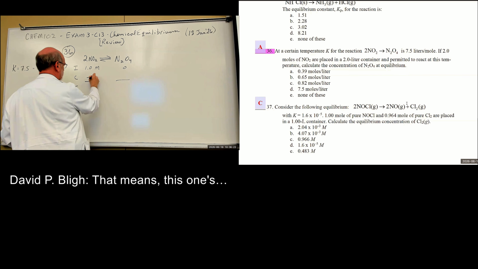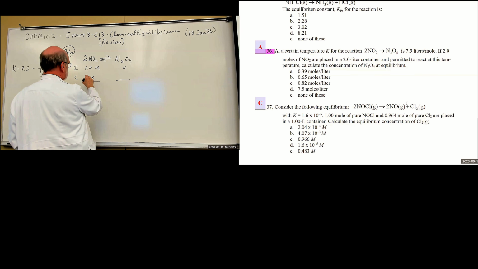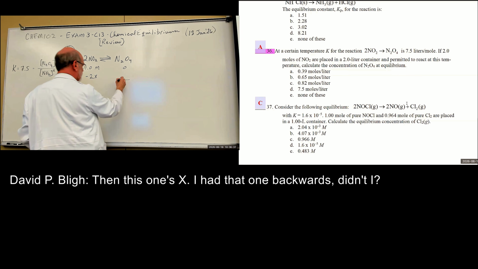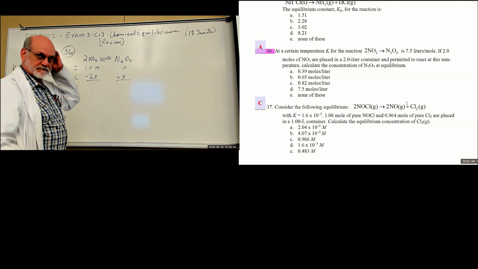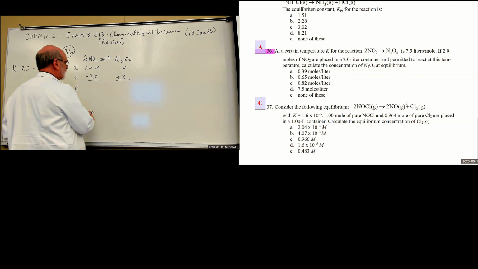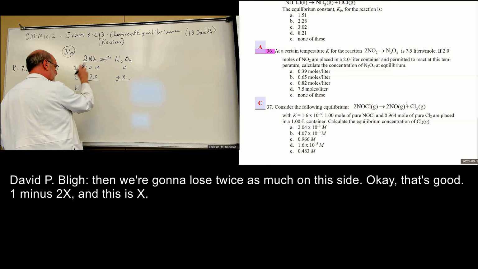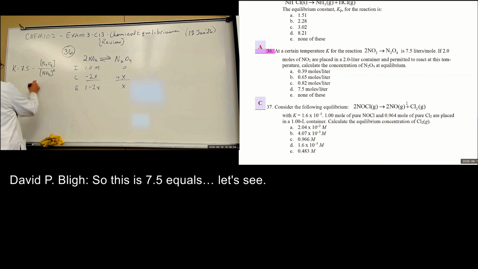Let's make this one X. That means this one's, no. Let's make this one 2X. Then this one's X. I had that one backwards, didn't I? Yep. So let's see. We add X to this one, then we're going to lose twice as much on this side. Okay, that's good. 1 minus 2X, and this is X. So this is 7.5 equals, and let's see.